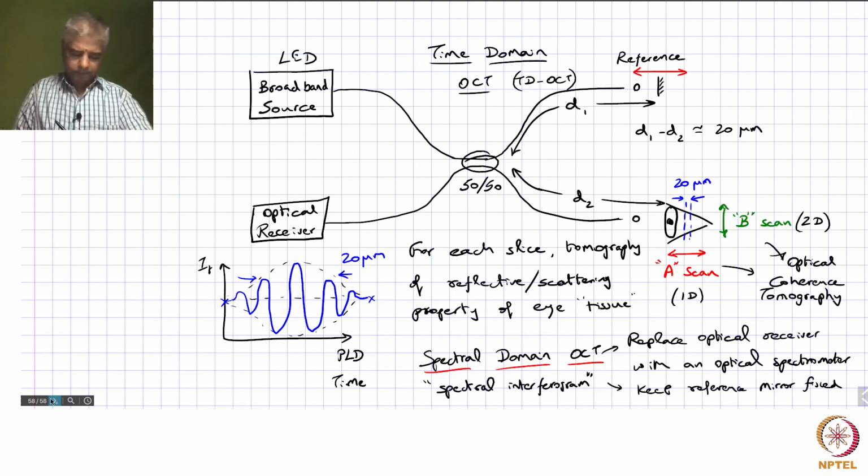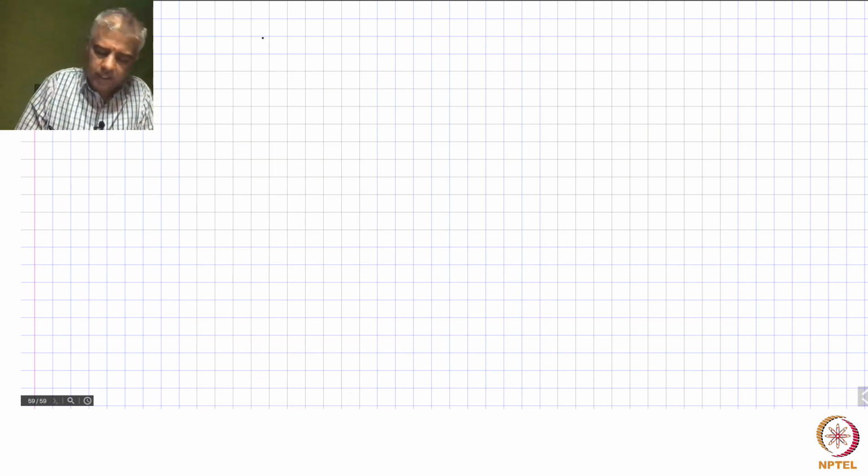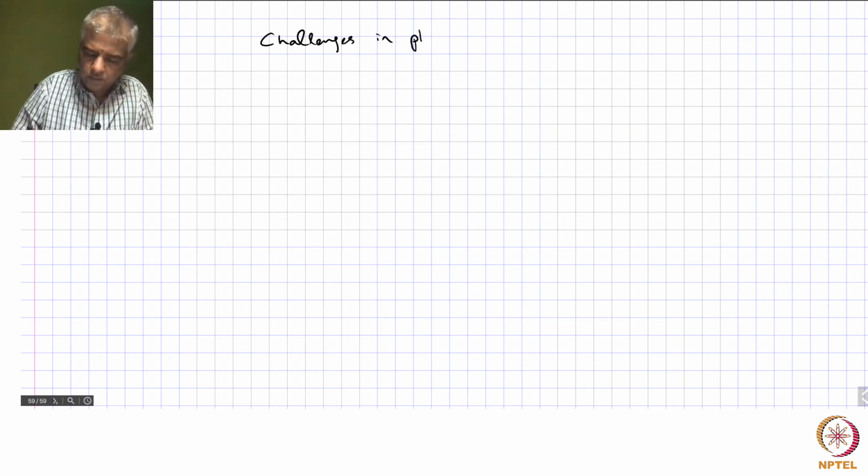So now we can go back and look at where we started. We started looking at challenges in phase modulated sensors.